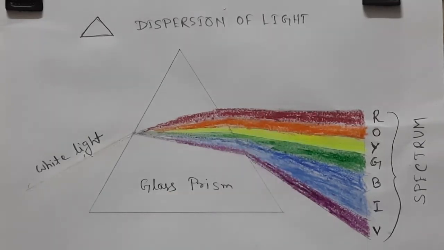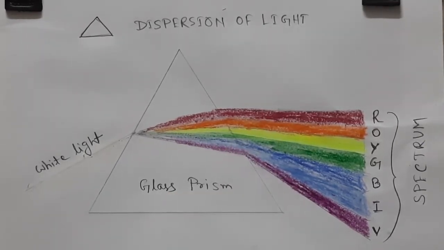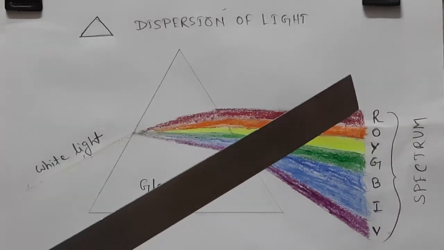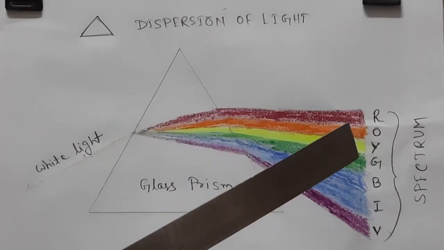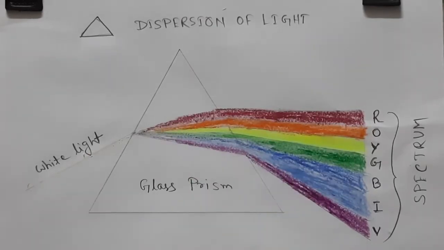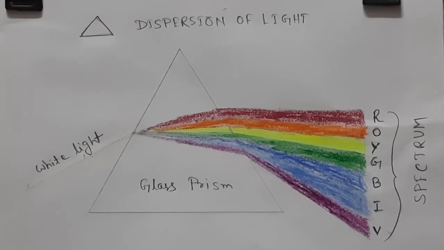On the other hand, the other 5 colors, orange, yellow, green, blue, indigo, also disperse according to their wavelength. As we know, orange color has a wavelength lesser than red color, then yellow, then green, then blue, indigo, and violet has the shortest wavelength. So this is the main reason: due to the different wavelengths of different colors, this dispersion takes place and forms the spectrum.